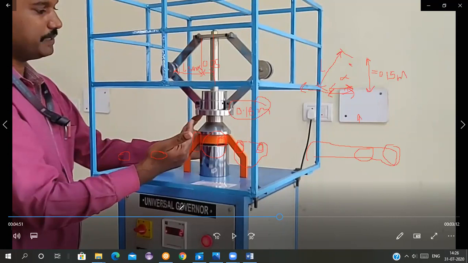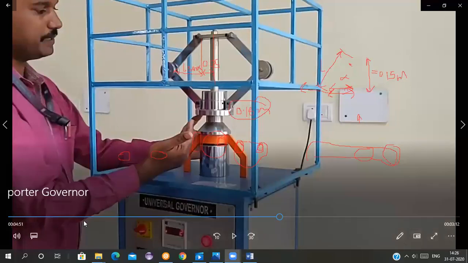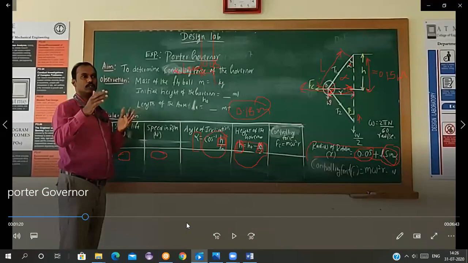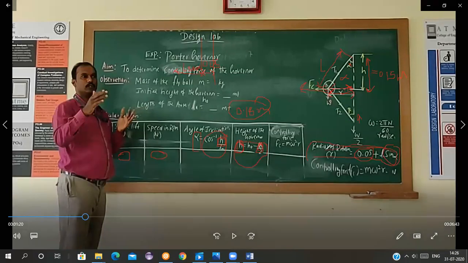And I will also get the sleeve lift, and I will also get the RPM. So see here now the observation table. You will get the value of alpha. You have to put it in the value of radius of rotation here. You will get the radius of rotation.